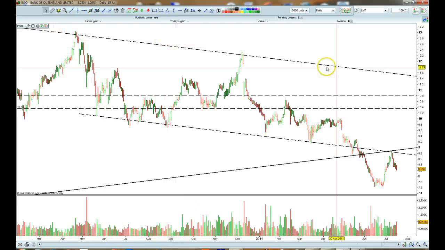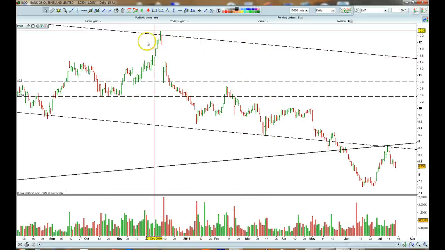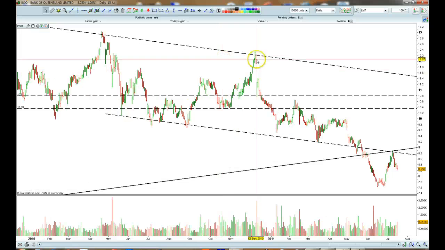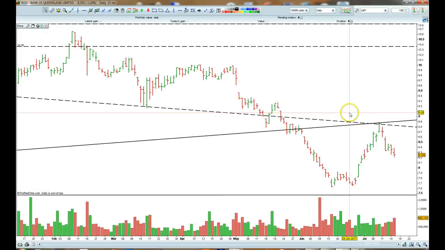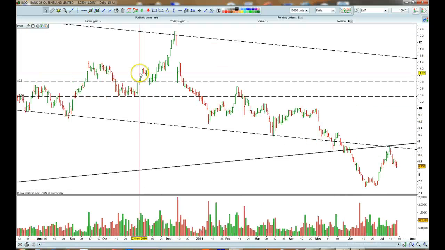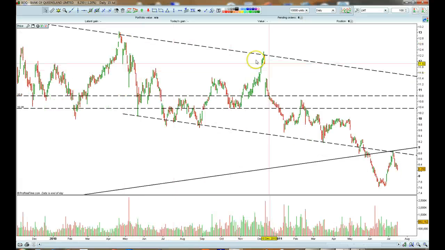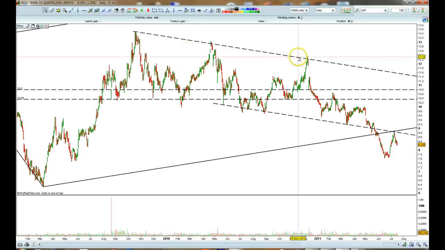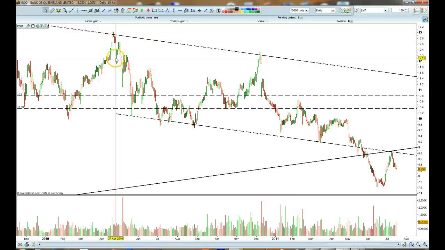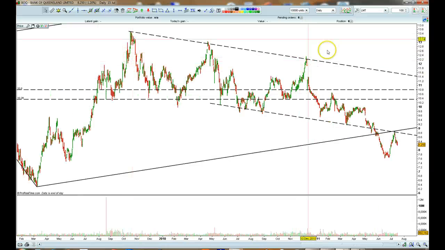As it approached this trend line here, that would have been a good place. That would have been an excellent place to go short, actually. So that's good. Well, it's not good. It's going down. I apologise for anyone who's long BOQ. But if you're a trader and you do short trades, they're your entries there.